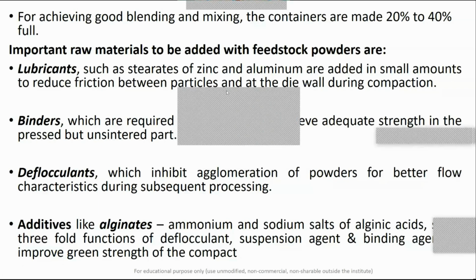Then the third ingredient we use is the deflocculants. What it does is inhibit the agglomeration of the powders for better flowability characteristics during the subsequent processing. And certain additives like alginates we use, which are aluminium and sodium salts of alginic acid, and they serve three functions: deflocculant, suspension agent, and binding agent to improve the green strength of the compact. So all these ingredients are used to improve the flowability, to reduce the agglomeration of the powder, to improve the green density, and to reduce the friction between the particles and the die and punch cavity.